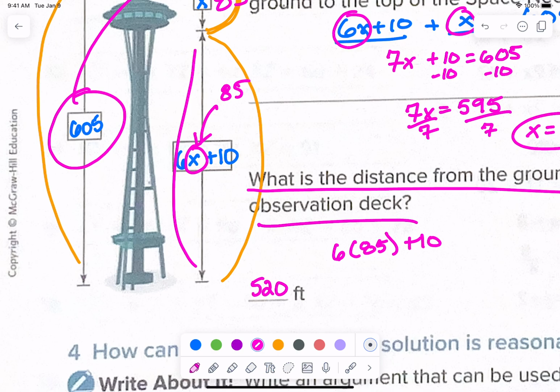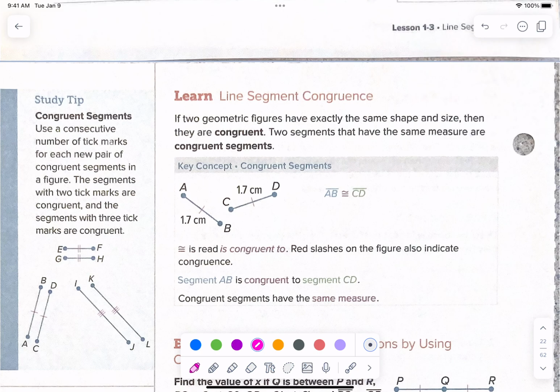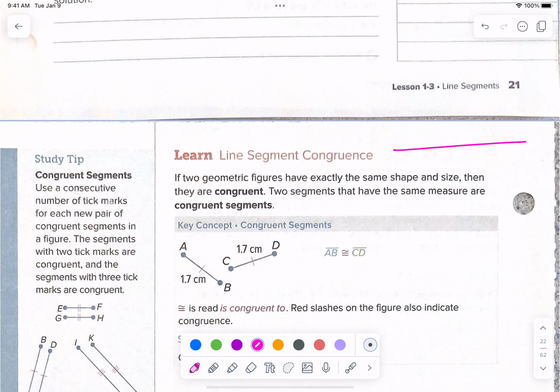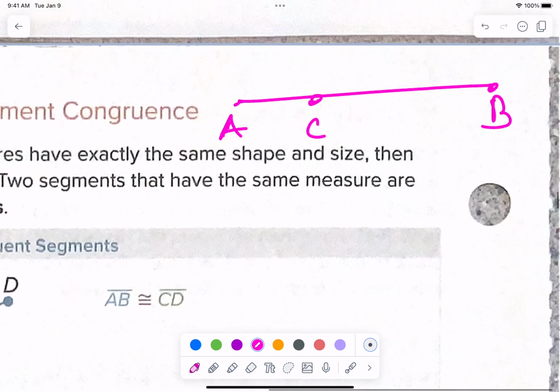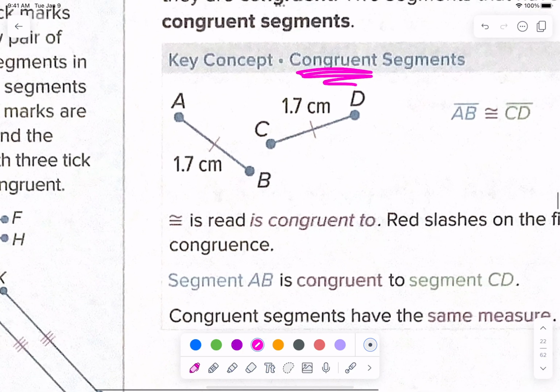Got it? All right, last concept on the back page is talking about congruent segments. So you remember before when I drew that diagram and I put A here and B there, and then I put C right here. Now we're going to be dealing with the fact that they are the same size. So C is not going to be here, C is going to be exactly in the middle, okay? And here's how you know that those two sides are the same. They use this notation for congruent segments.